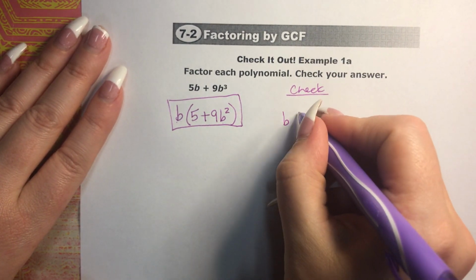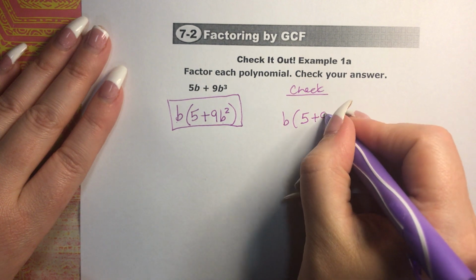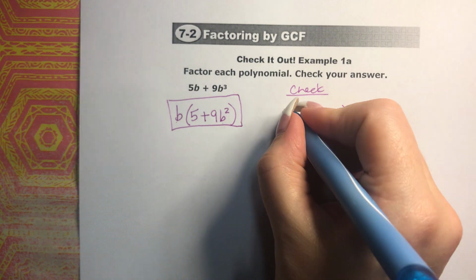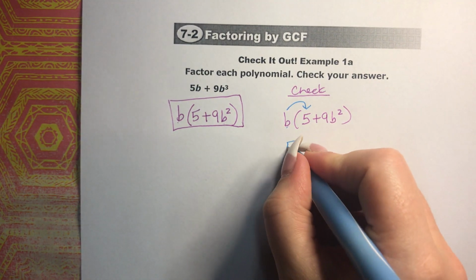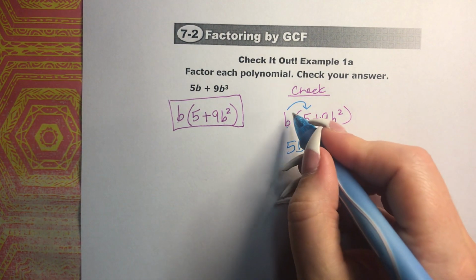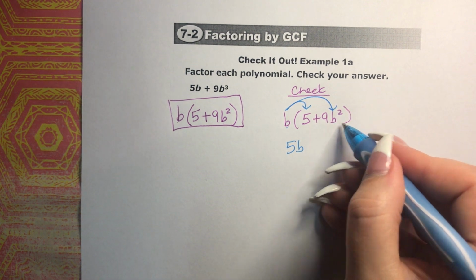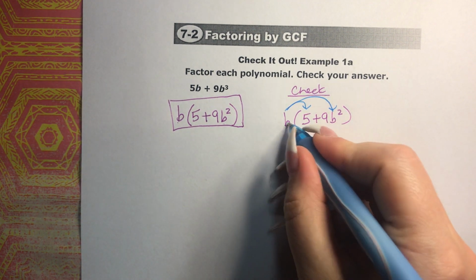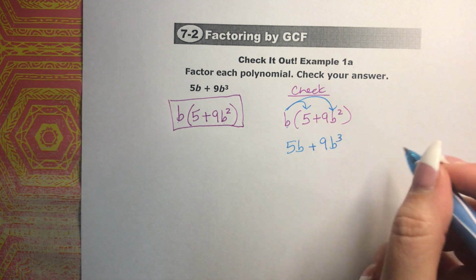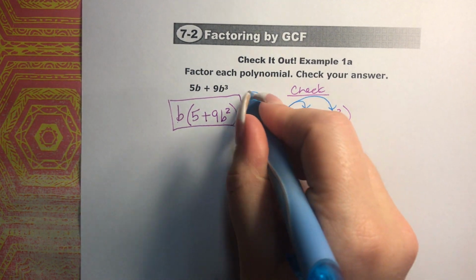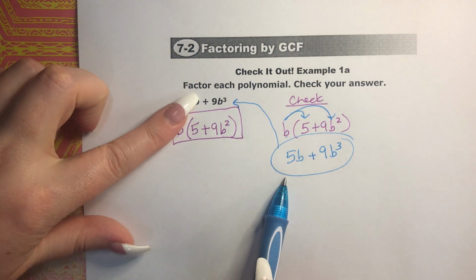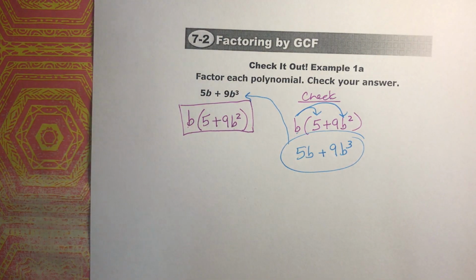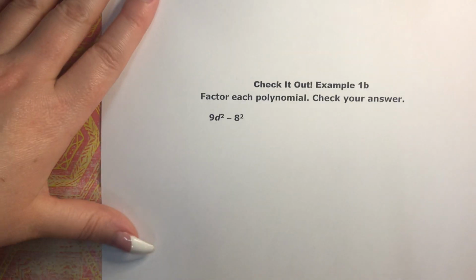So we're going to rewrite it. And then we are going to use that distributive property. So b times 5 is that 5b. And then b times positive 9b squared, we have a plus 9. B times b squared is b cubed. So is this the same thing? 5b plus 9b cubed. Okay, so if you got the answer and you checked it and all's great, awesome job. Okay, let's move on to the next.